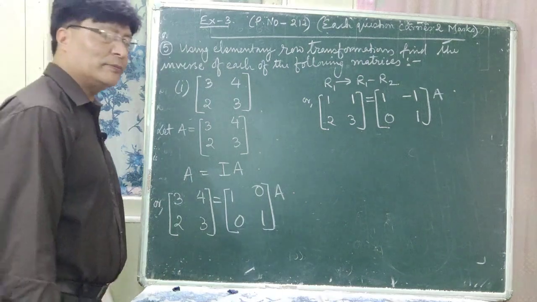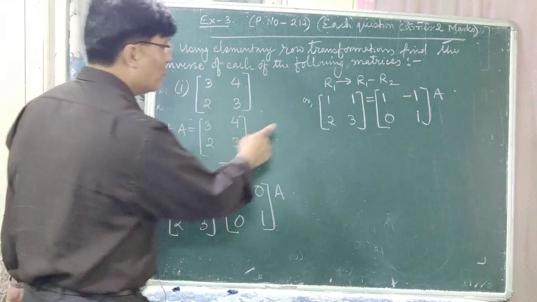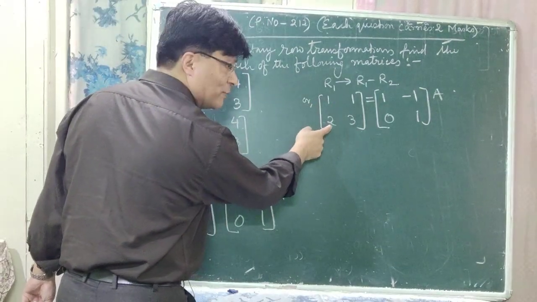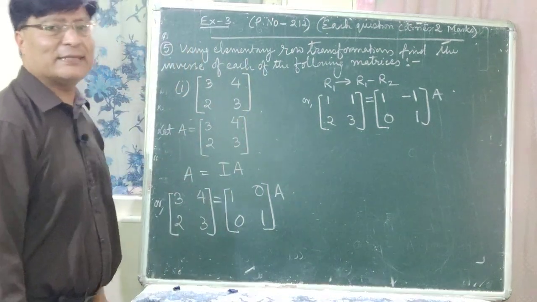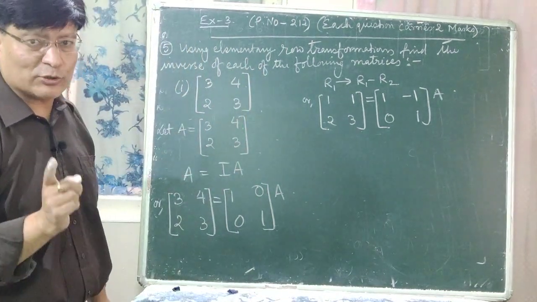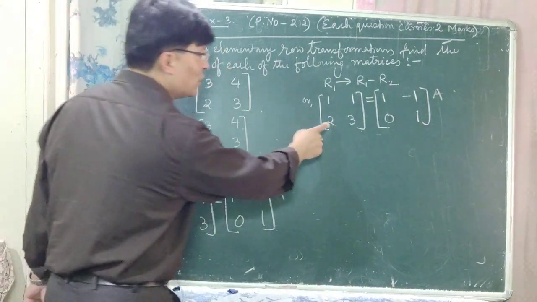So now what will you do? Now you have to make these two 0. Below 1 there is 2. You have to make these two 0 in order to convert it into identity matrix. I already told you the method, isn't it? You have to make these two 0. How can you make these two 0?